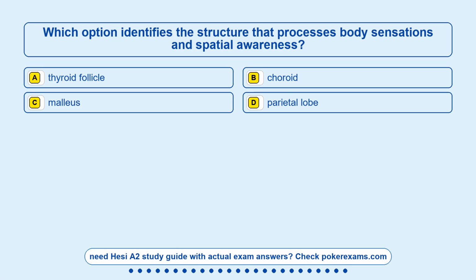Question 6. Which option identifies the structure that processes body sensations and spatial awareness? Option A, thyroid follicle. Option B, choroid. Option C, malleus. Option D, parietal lobe.